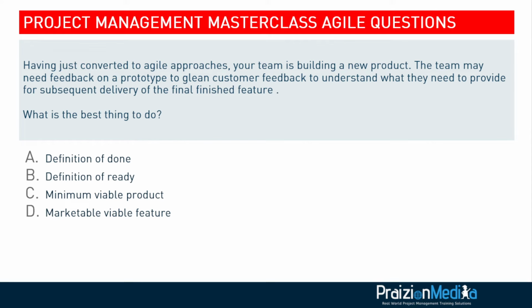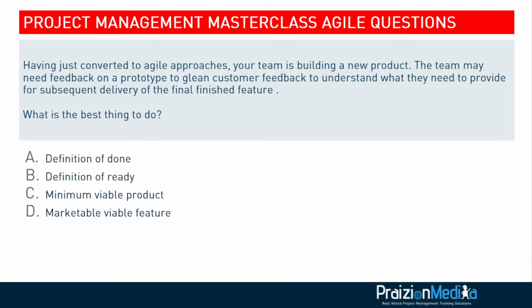And this is the final one. Having just converted to Agile approaches, your team is building a new product. The team may need feedback on a prototype to glean customer feedback to understand what they need to provide for subsequent delivery of the final finished feature. What is the best thing to do?